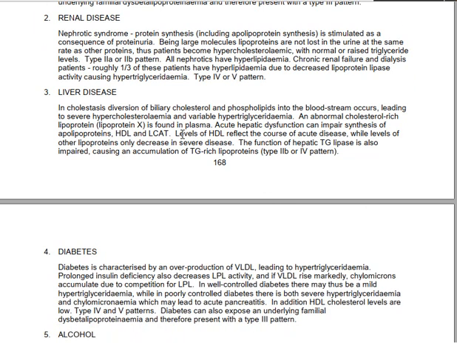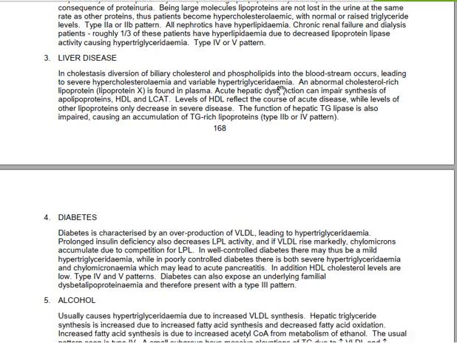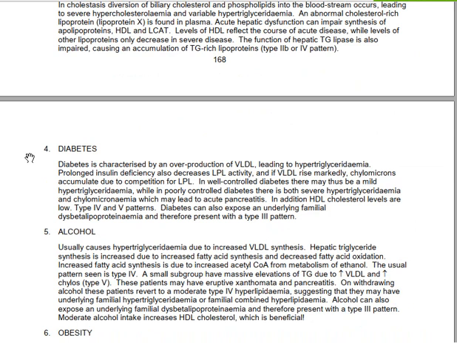Is it clear? Now the next is liver disease. In the case of liver disease, in cholestasis, when you have an obstruction of the biliary system, the bile cannot be excreted. When you have cholestasis, bile, cholesterol, and phospholipid are going to enter the bloodstream, and you're going to have severe hypercholesterolemia and variable hypertriglyceridemia.